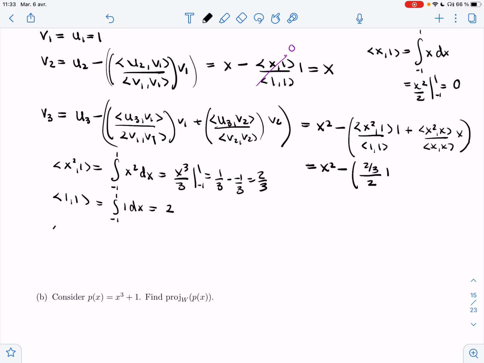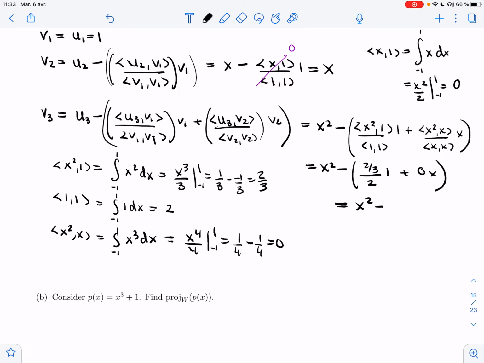All right, next up, x squared and x. That's the integral from -1 to 1 of x cubed. You could use this as an odd function and say it's just 0, but let's spell it out. I get 1/4 minus a fourth. I get 0, so plus 0 times x. And so my third basis element is x squared minus a third. All right, so the basis I'll be using when computing projections onto P2, onto W, is this basis here.